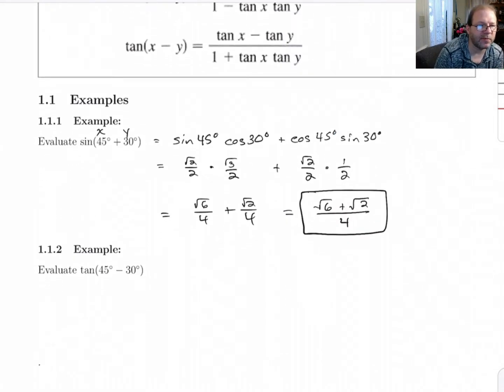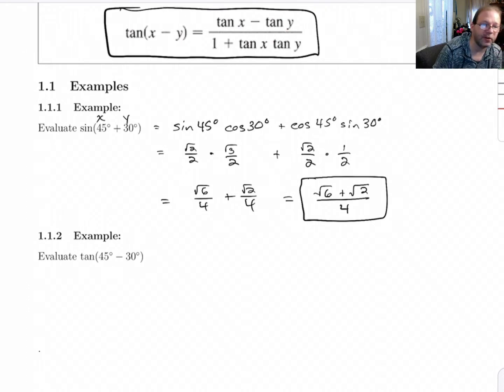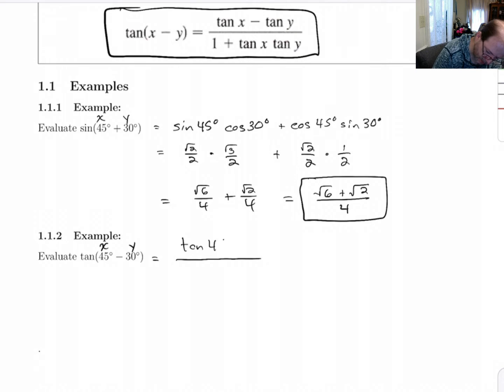Tan of 45 minus 30. All right, so conveniently, this is the last one on the list, so it's still on screen. So let's use it. Tan of 45 minus 30. I'm going to make 45 my x and 30 my y. And so according to this formula, what we get is tan x minus tan y over 1 plus tan x tan y.